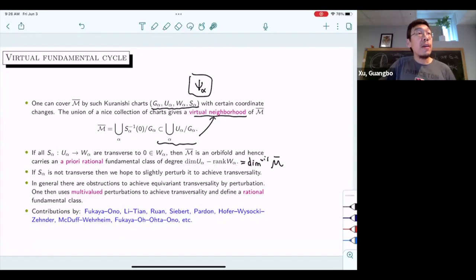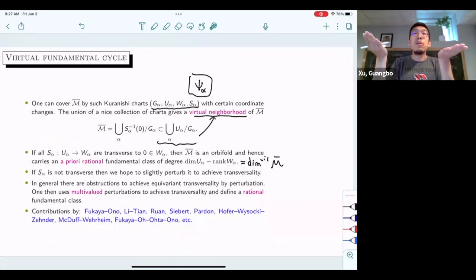But this is rarely the case. In general, some S alpha may not be transverse. If some S alpha is not transverse, then we have to do some perturbation. So we hope to be able to slightly perturb every S alpha in a compatible way so that you can achieve transversality. But if you perturb them, then the zero locus will be shifted a little bit, but will hopefully still be contained in the virtual neighborhood. And then there will be something inside the virtual neighborhood which supports a fundamental class.